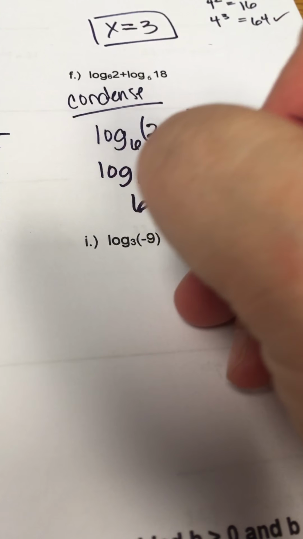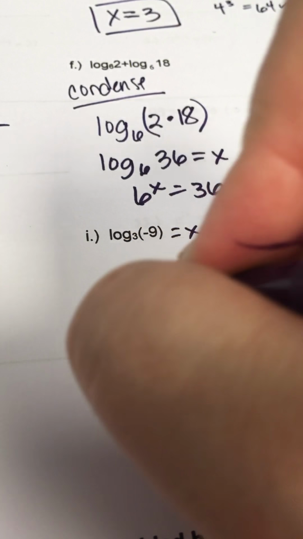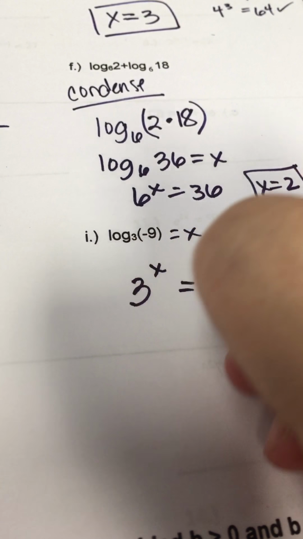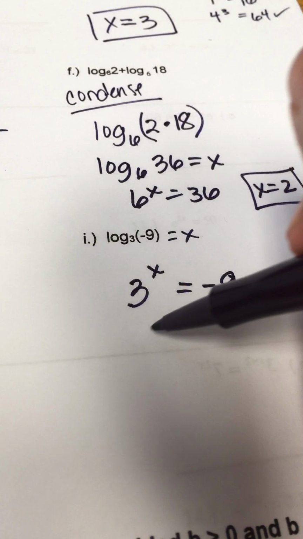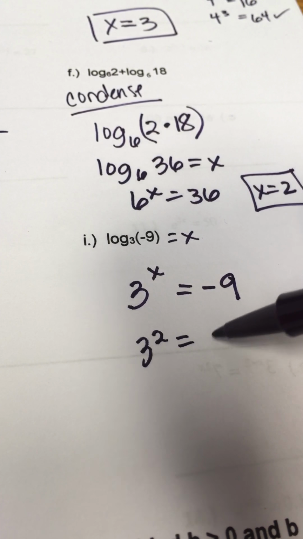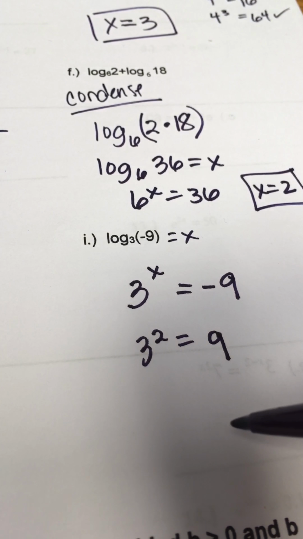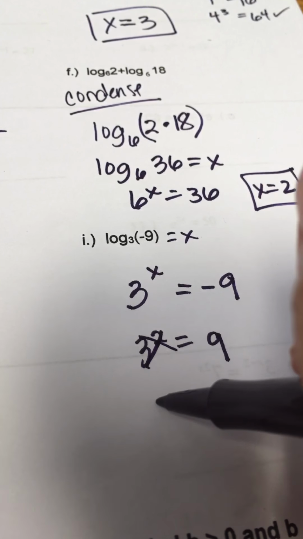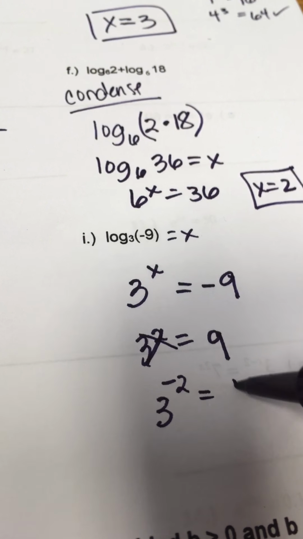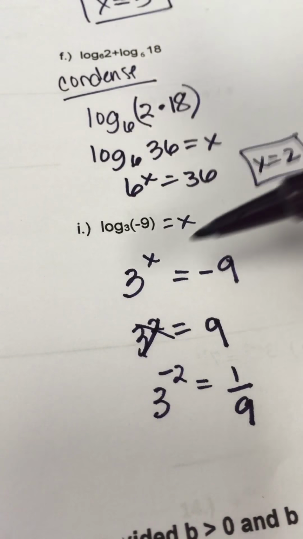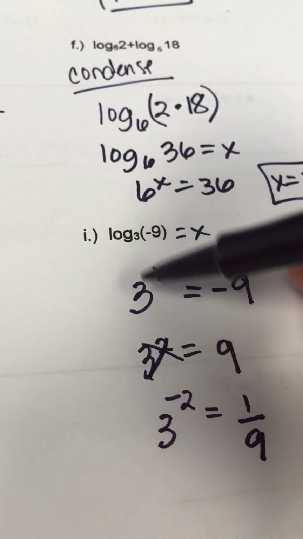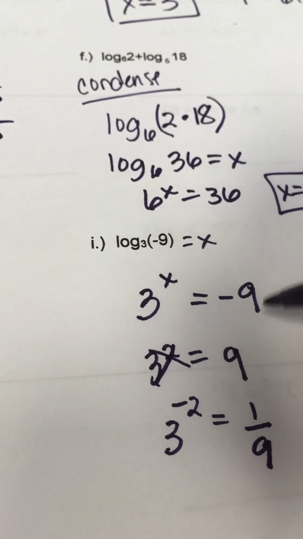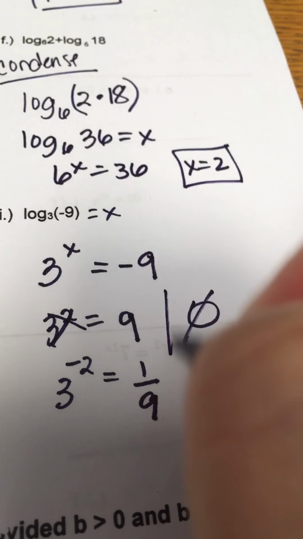Letter I equals something. So if I rearrange, 3 to some power is -9. If I did 3 to the second, I would get a +9. So that doesn't work. If I get 3 to the negative 2, that's 1 over 9. So this is one to pay attention to. I can't have a number to an exponent and ever get a negative, so this is no solution.